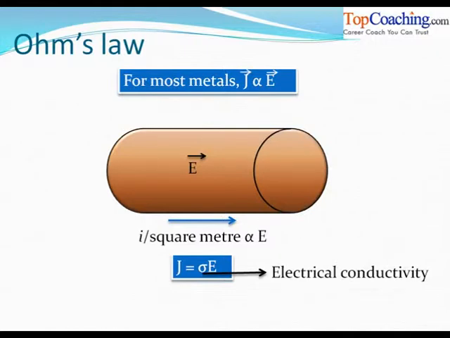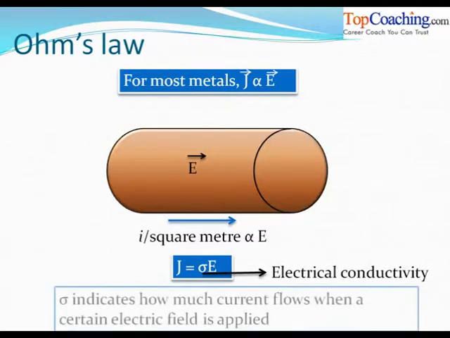Sigma, the electrical conductivity, basically refers to how much current will flow through a conductor when a certain electric field is applied across the ends of the conductor. So the more the electrical conductivity, the more current will flow when electric field E is applied, isn't it? For example, if sigma is less, then you can keep applying a very large electric field, but the current density will still be less. But if sigma is very high, then even for a small value of electric field, a very large current density will be produced.